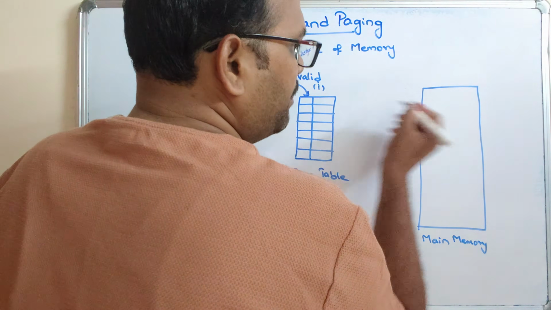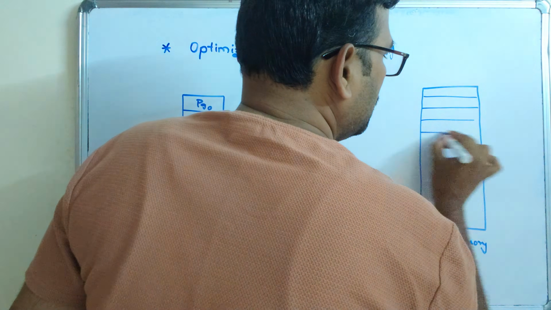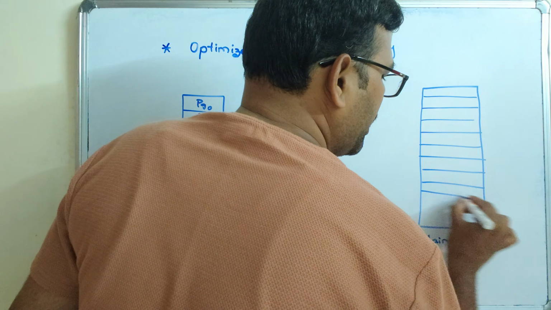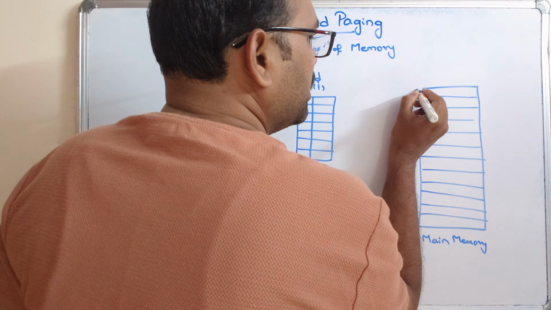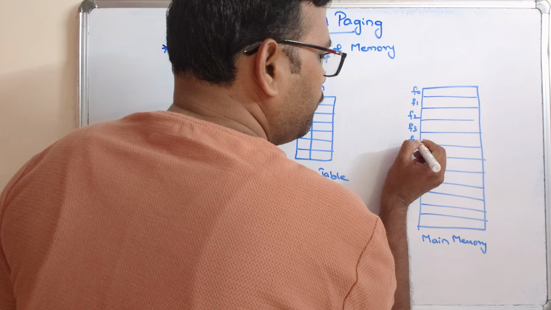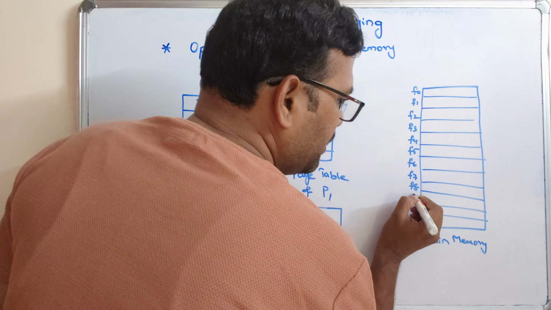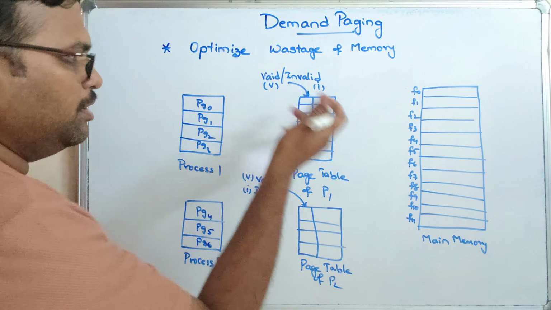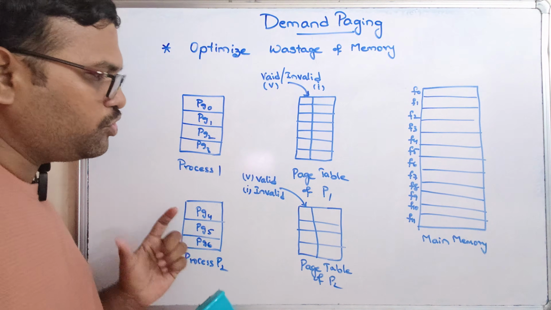And here there will be frame numbers. Let us assume these are all the different frames, and we know that the frame size is equal to the page size, to fit it. So let these be F0, F1, F2, F3, 4, 5, 6, 7, 8, 9, 10 and 11, for example.